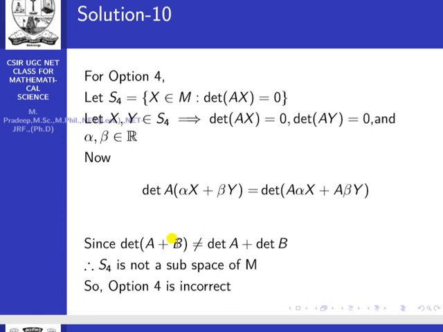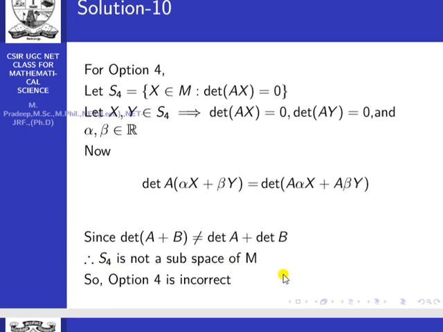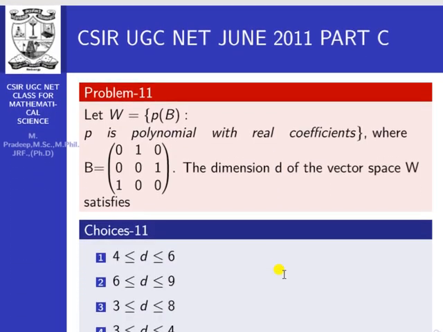But the determinant of A plus B is not equal to determinant of A plus determinant of B. So we can't express this. Therefore S4 is not a subspace of M. So option 4 is incorrect. So options 1, 2, 3 are the correct ones. 4.75 marks, very simple problem.